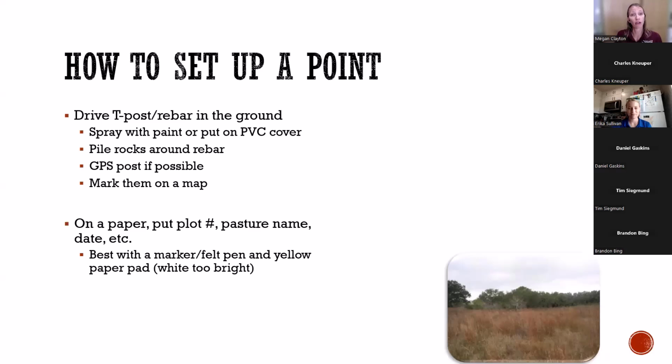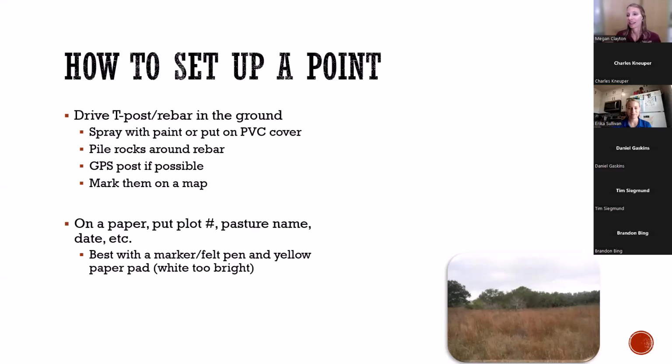And then it's nice if you have a map of your location. So if nothing else, draw them on with a permanent marker where these different photo points are located so you can get back to them. On a piece of paper, you're going to put the plot name, if you have a name for it, the pasture name, what number that plot is, and the date or any specific information that identifies that site for you.